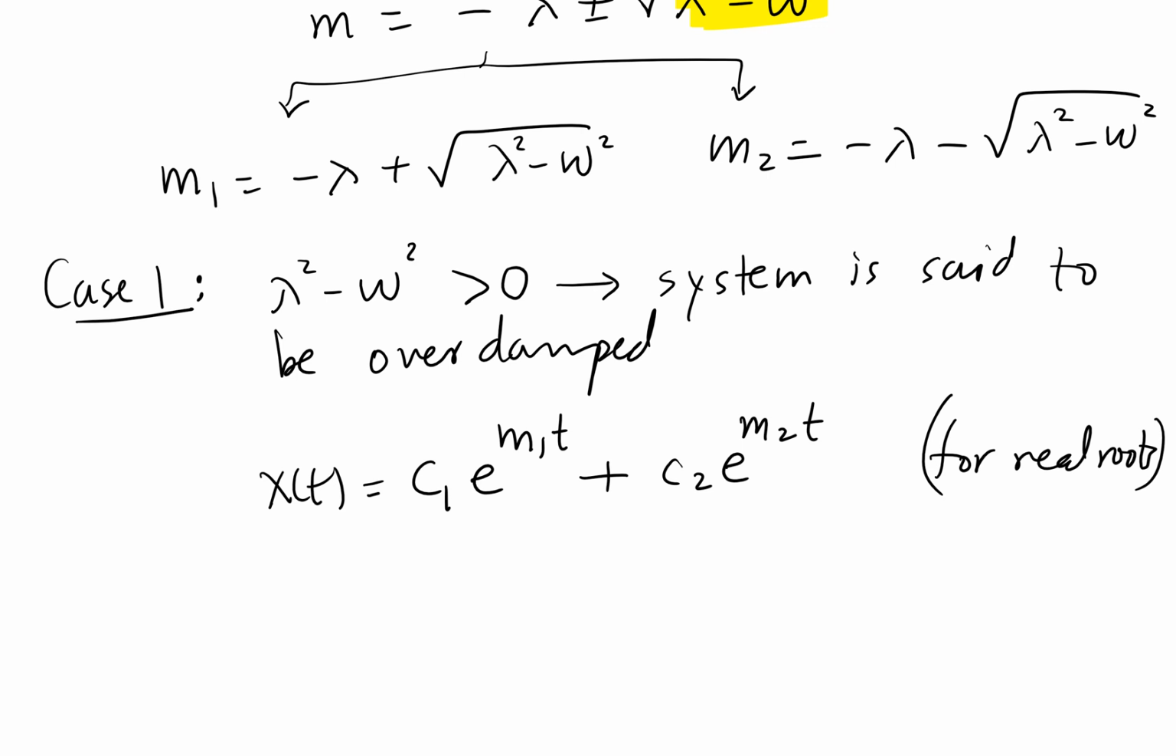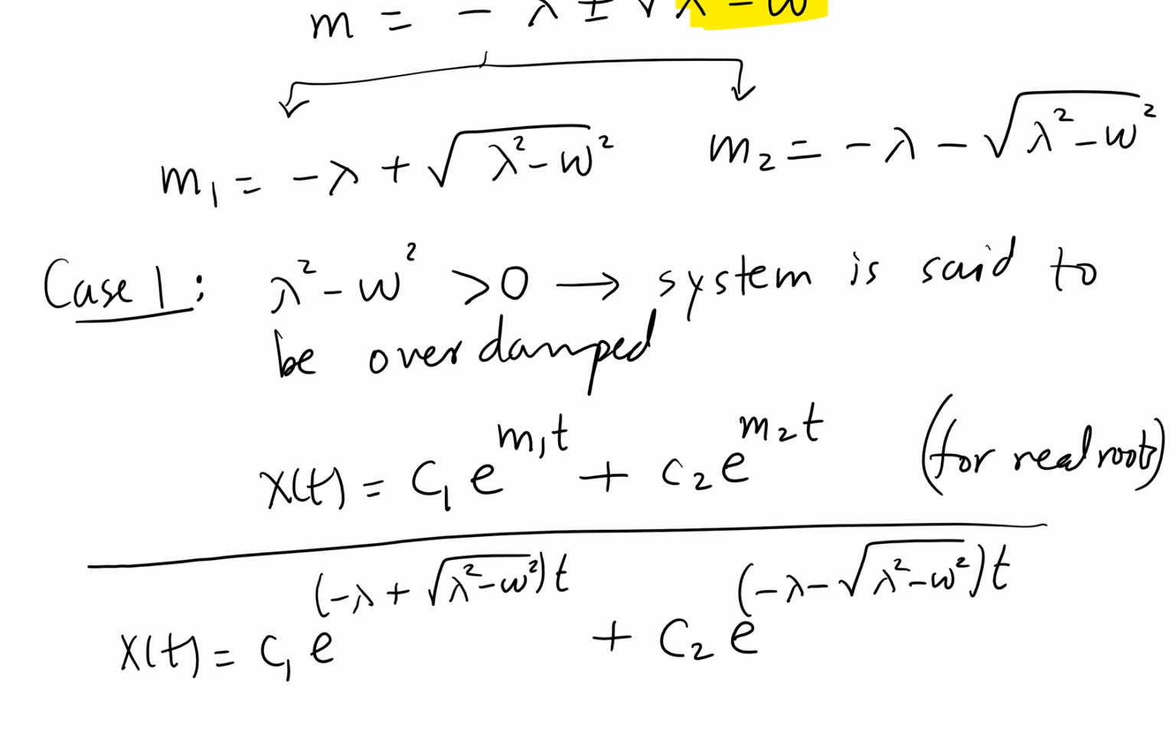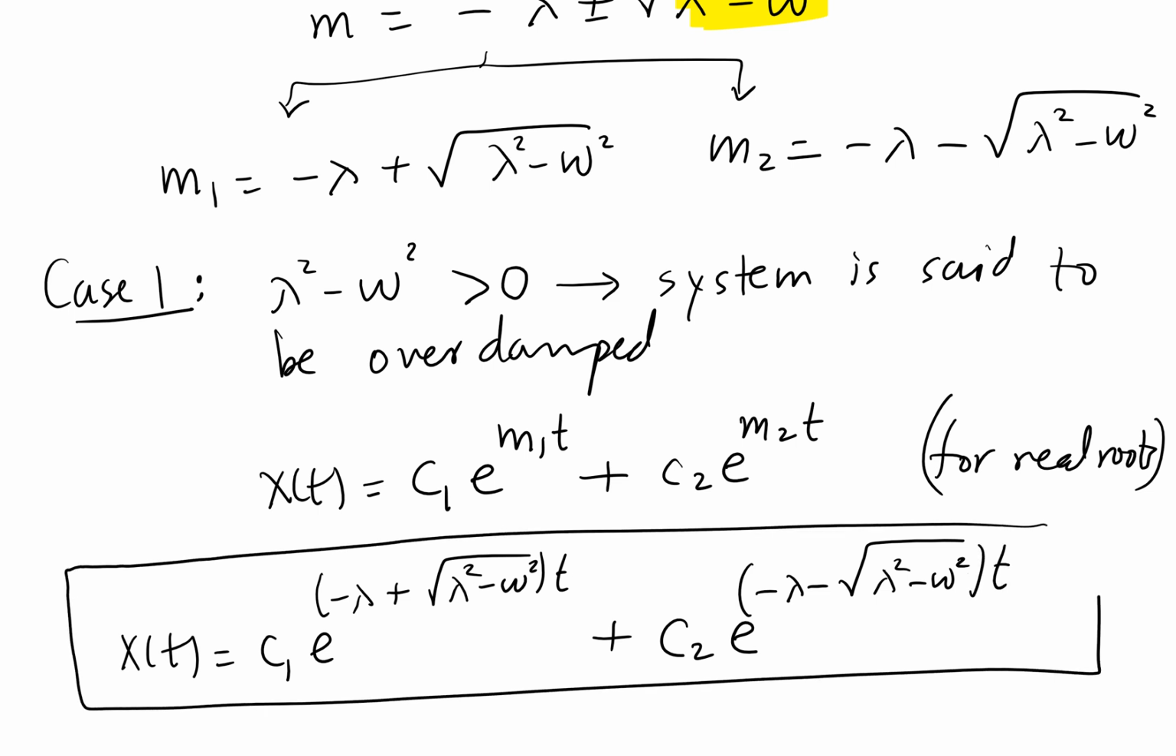And remember, what is m1? So you can rewrite this: C1 e to the m1 t is C1 e to the (negative lambda plus the square root of lambda squared minus omega squared) t, plus C2 e to the (negative lambda minus the square root of lambda squared minus omega squared) t. That's the solution for that equation in case the quantity inside the radical is positive.